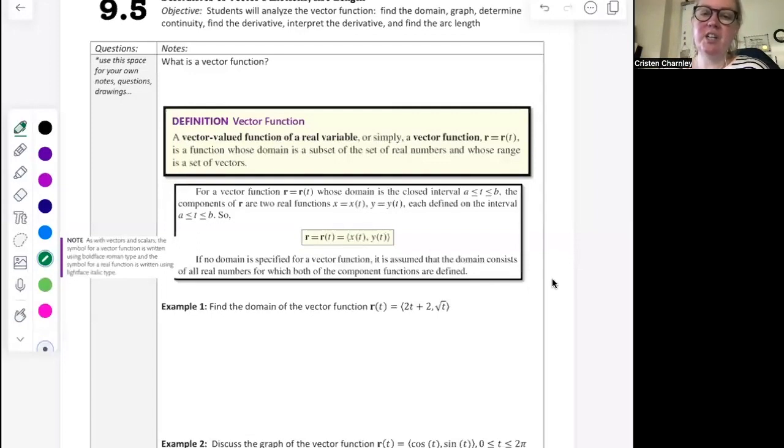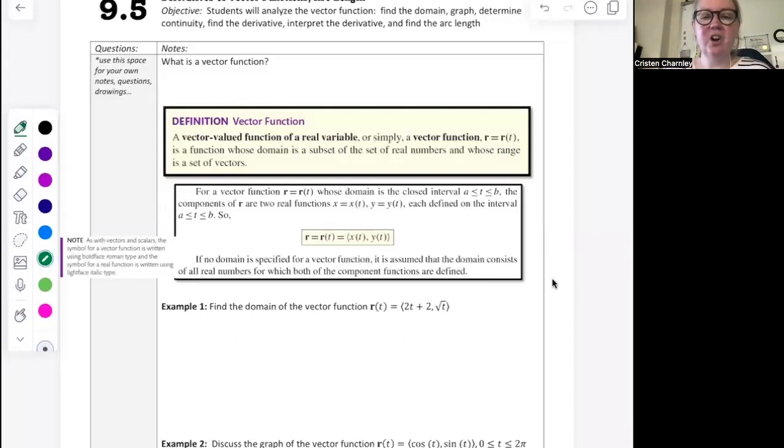A vector valued function of a real variable, or simply a vector function, r equals r of t, is a function whose domain is a subset of the set of real numbers and whose range is a set of vectors. What does that really mean? So vectors can show magnitude and direction, and they're kind of like parametric equations if you're a calculus student. If you've studied physics to this point, or you're studying physics now, you might have a more detailed definition of it. But for us in calculus, they're very, very similar to our parametric functions.